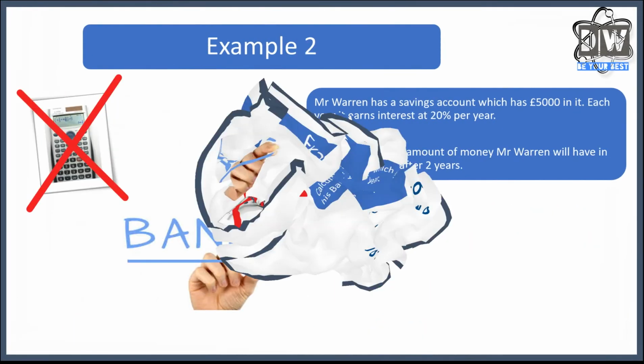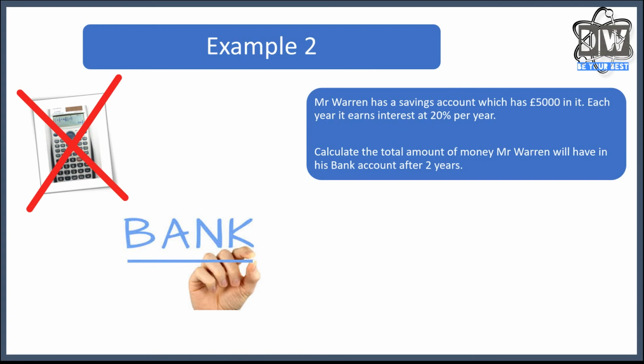So what I would like you to do is give this next one a go. I'll do the first little bit for you. I'll write it out. So we've got 20% of £5,000. So that will be your year one amount. Pause the video, give it a go, come back and see if you've got it correct.